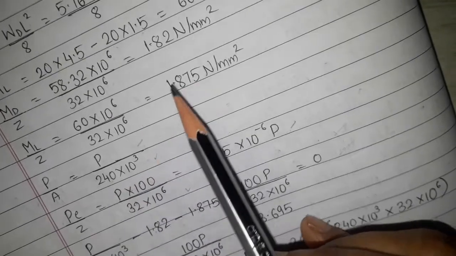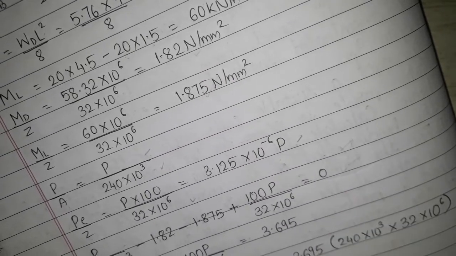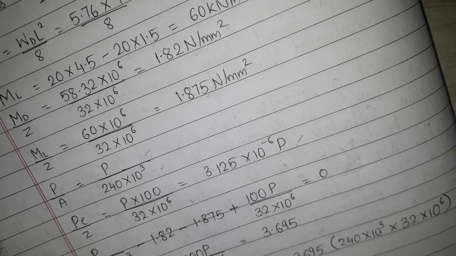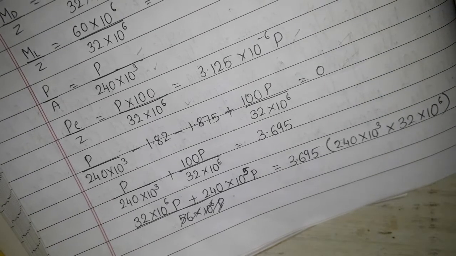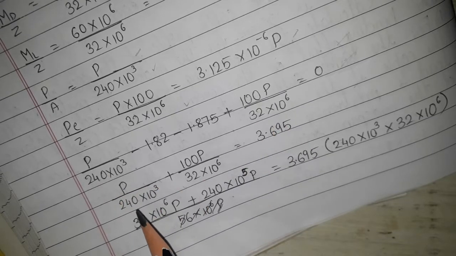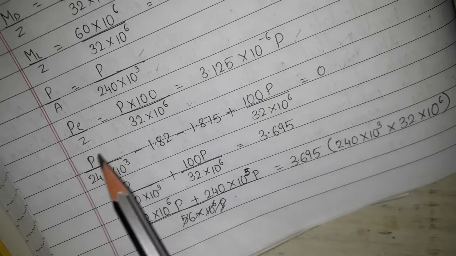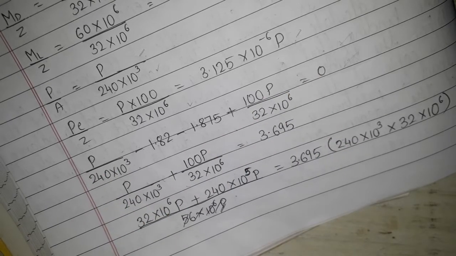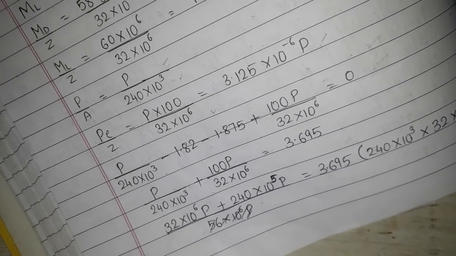If you see here, yes, MD by Z and ML by Z we have calculated already. Okay, so now here we have this equation. As I told you, you have to equate the stress at the bottom fiber equal to 0. At the bottom fiber equal to 0 means, if I draw the basic stress distribution diagram here, already I had done that.